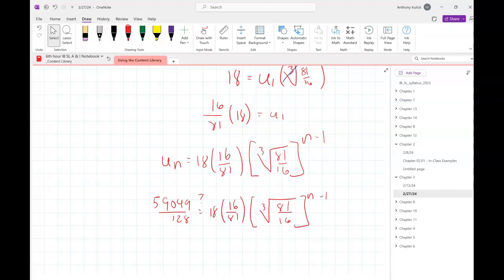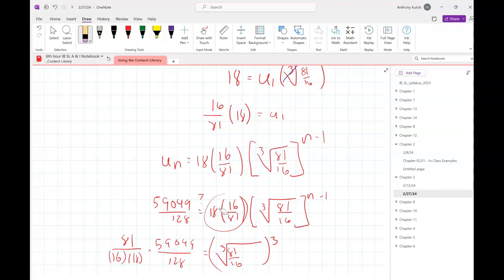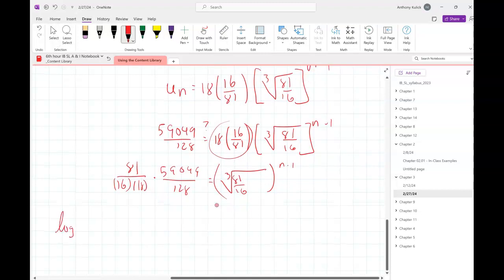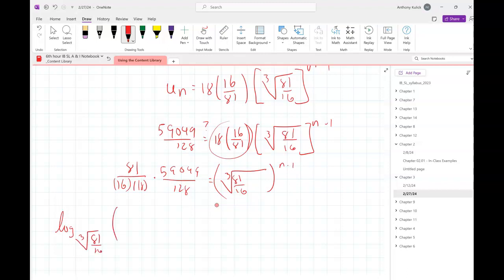Yuck, right? Doable. So we'll divide both sides by this guy. So I'll have 81 over 16 times 18 times all this stuff. Oops. Right? And we'll do the log. And we'll add 1 to both sides.